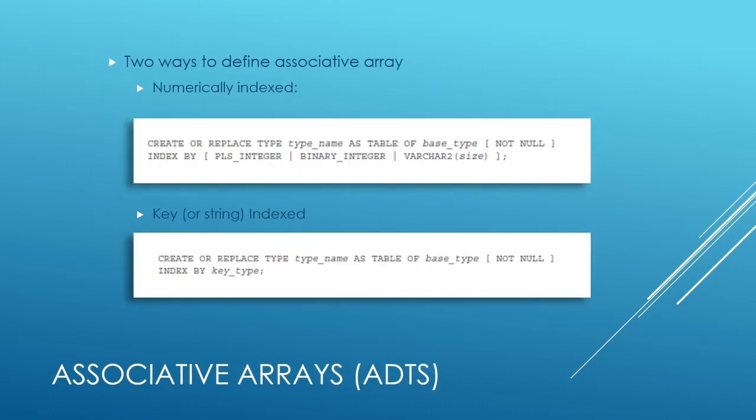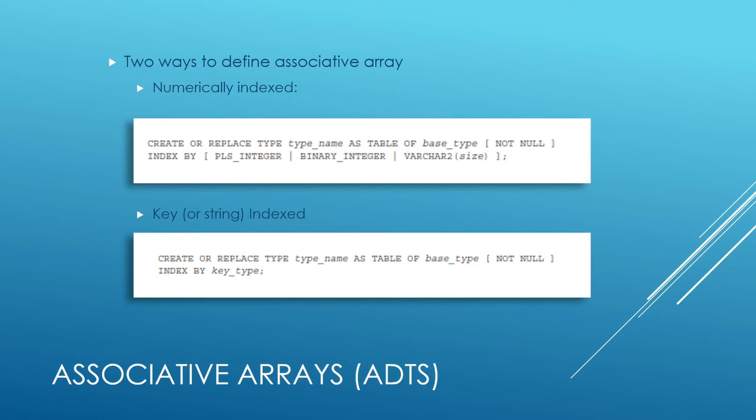But there's a couple of ways you define the associative array indexes. You can use what's called a numerical index, or you can use a key or string index. And it's exactly what it sounds like. If it's a numerically indexed array, then you're going to use an integer or binary integer or a character, a varchar string or something with a size.